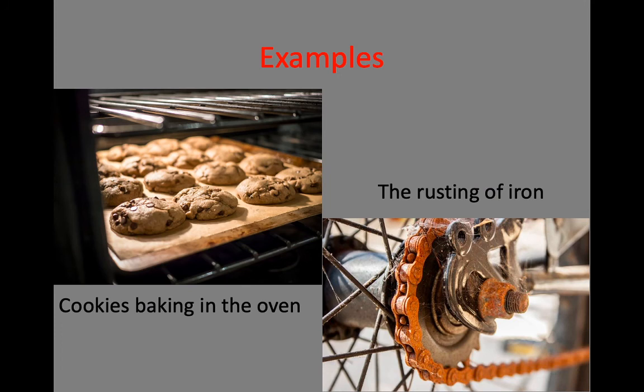Other examples of chemical changes, I mentioned earlier cooking, right? So cooking cookies, baking in the oven, a really good example of a chemical change. And then we've got rusting of iron as well. That's also a chemical change. Try and think to yourself, which of those 5 criteria are being met for you to know that that is a chemical change.